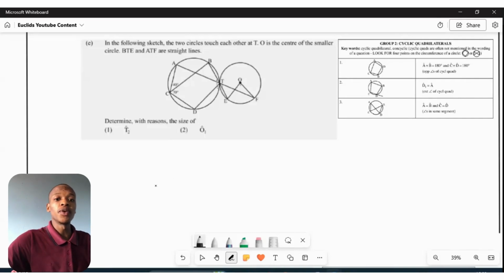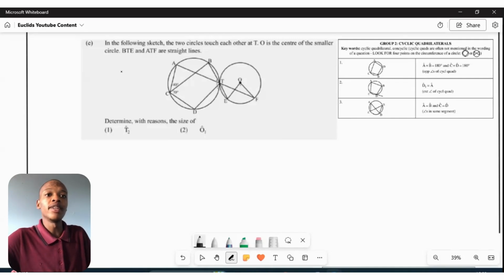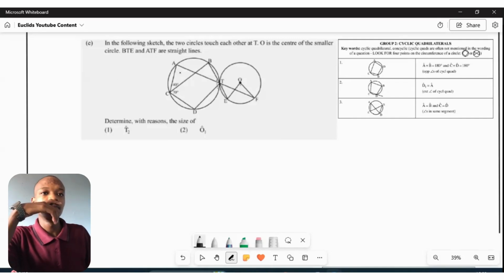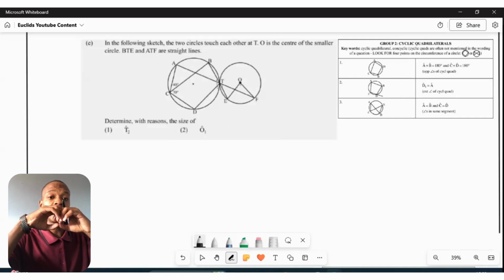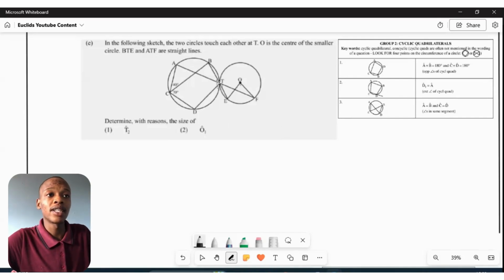We are continuing with Euclidean. So as you can see, we have information E that we have to work on. On the following sketch, there are 2 circles that are touching each other at a point T. I hope you can see it. O is the center of the smaller circle, so we're going to make use of that. BTE and ATF are straight lines.